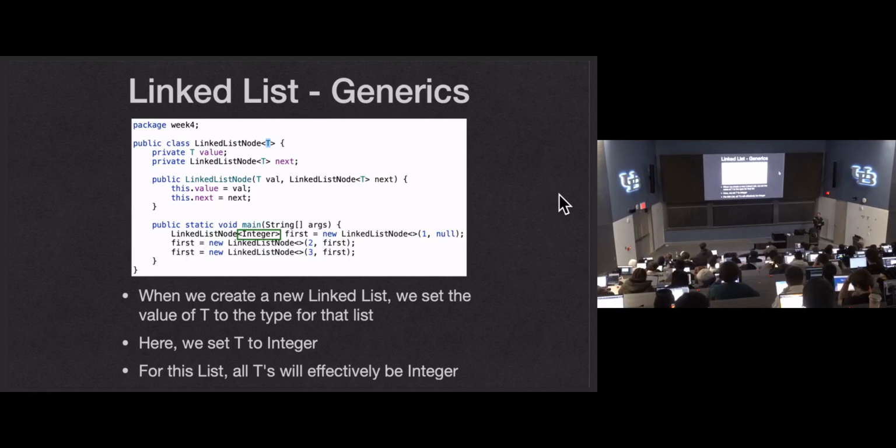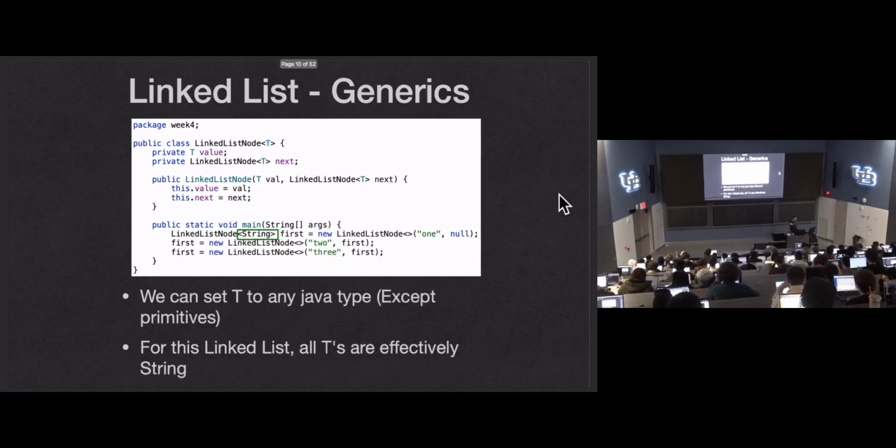Just like I can have in the same code an array list of strings and an array list of integers, I can do the same thing with my linked list node because it's on a per object basis. So I can create a linked list node of integer in this case. I could create a linked list node of string if I want to, just by changing what the generic type is. So when this is my code for this specific linked list node object, all of these values of T are effectively string.